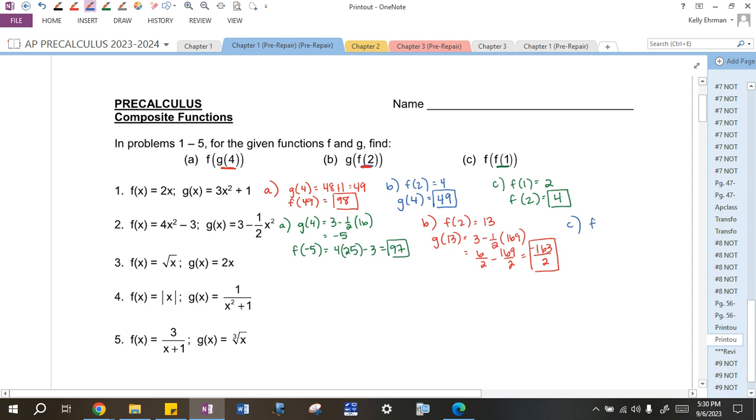For C, f of 1. So start with f of 1. 4 minus 3 is 1. The result is f of 1 again. 4 minus 3 is 1.